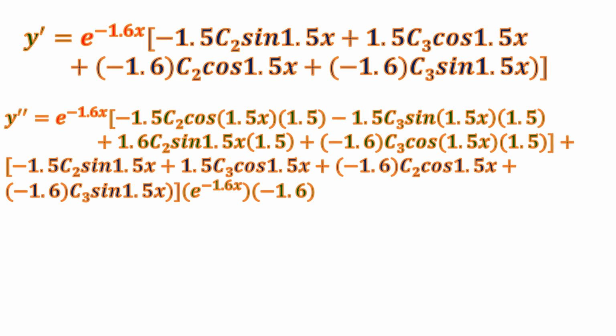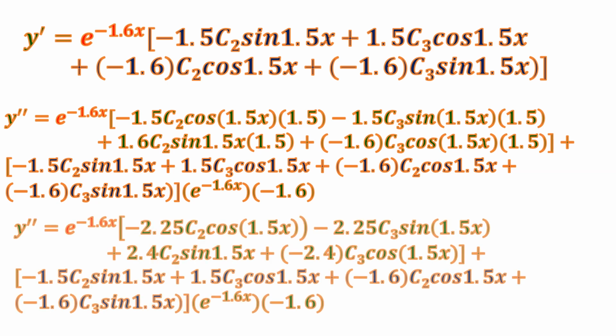times 1.5. There is always a times 1.5 because of the chain rule, because you need to find the derivative of the angle inside the sine or the cosine. Then last, the derivative of sine is cosine, so the sign of negative 1.6 will remain negative. And the next part is plus. So we're going to copy the whole blue part and then derive the e negative 1.6x, which is the same as e negative 1.6x, but times the derivative of the exponent, which is negative 1.6.